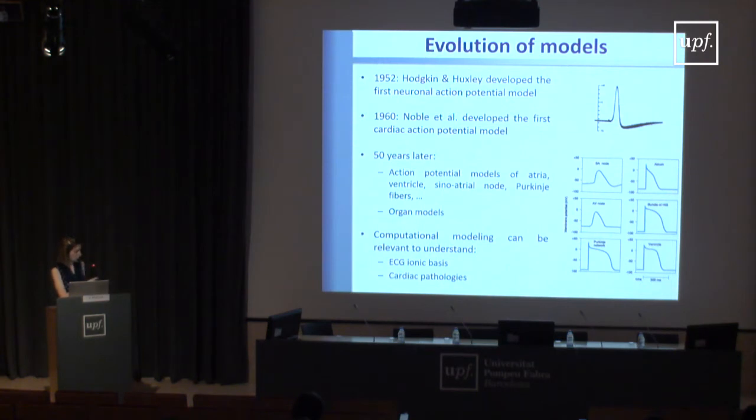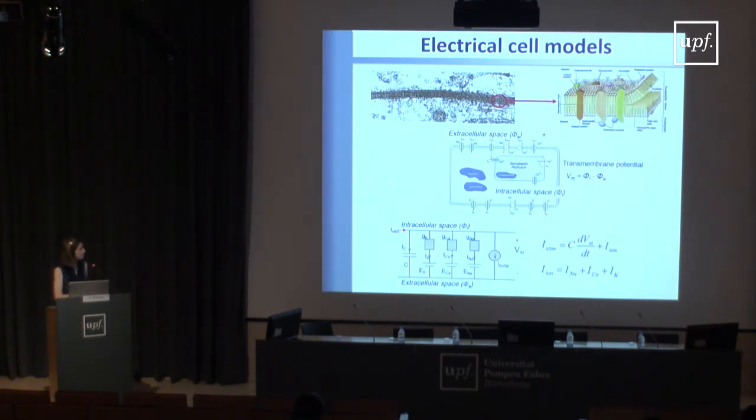Well, of course, you know about computational models, which date back to 1952 for the first neuronal model, and then to 1960 when Denis Noble in Oxford developed the first cardiac action potential model, and now we have models for the different parts or regions of the heart.